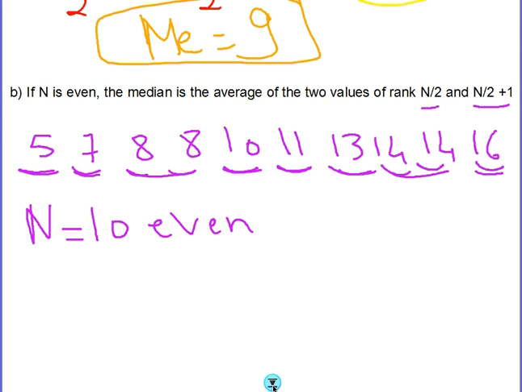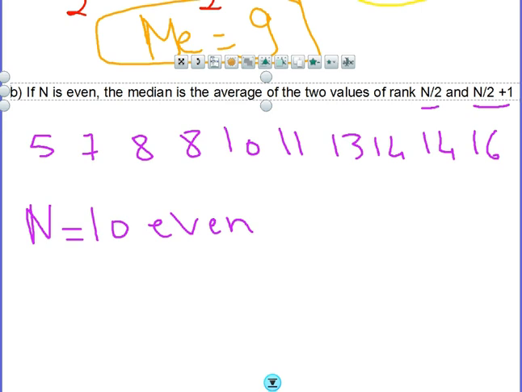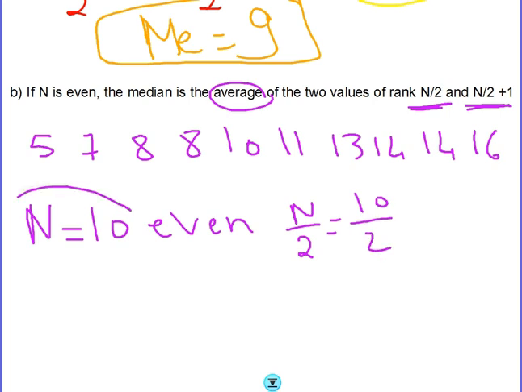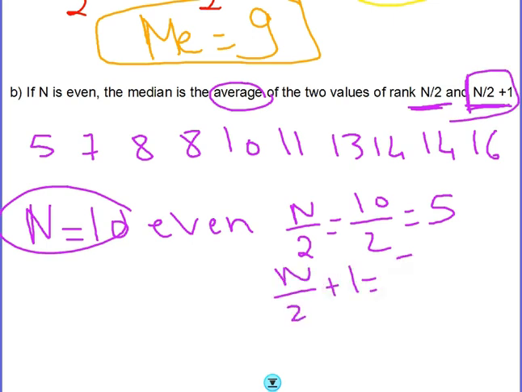Since N is even, to find the median we have to find the average of the two values of rank n/2 and n/2 plus 1. So you find n/2, which is 10 over 2, because n is 10, which is 5, and then find n/2 plus 1. Since n/2 is 5, just replace: 5 plus 1, which is 6.